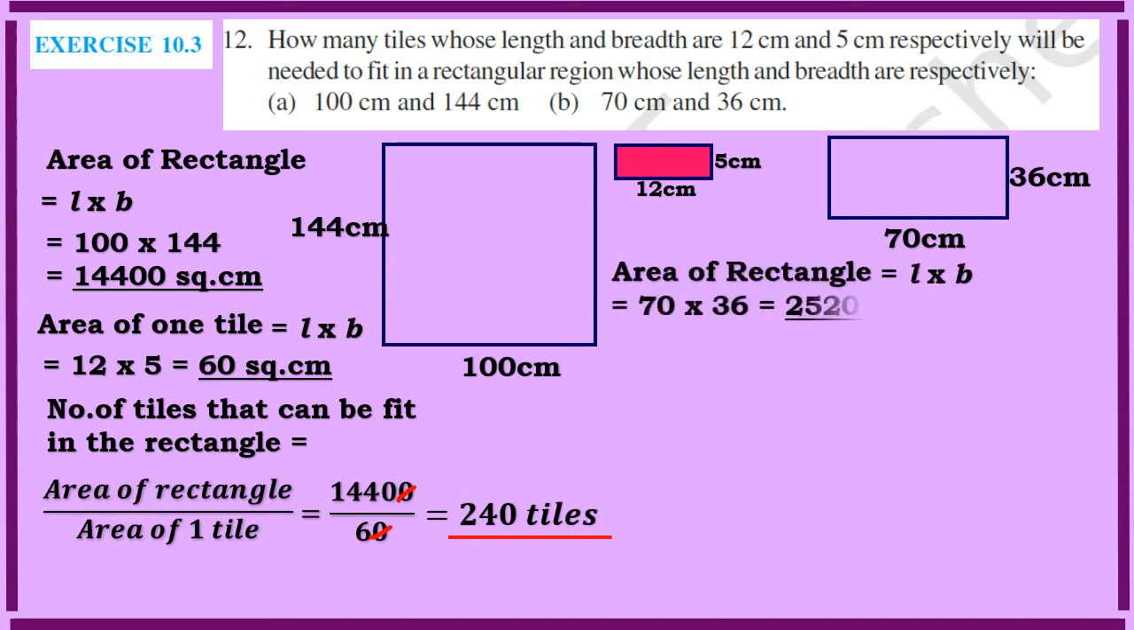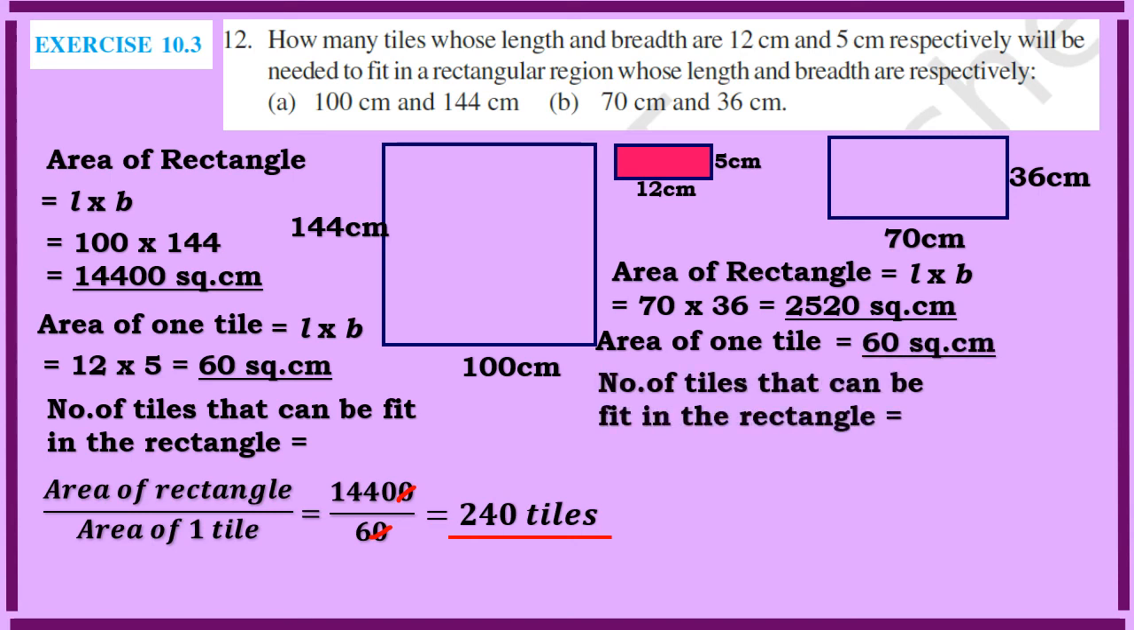Area of the rectangle, L into B, 70 into 36, 2520 square centimeter, and the area of the tile is the same, that is 60 square centimeter. Now to get the number of tiles we have to divide. So 2520 by 60, on simplifying, you can cut the zeros, 42 tiles you can fit into that. Clear? Hope you understood it clearly.